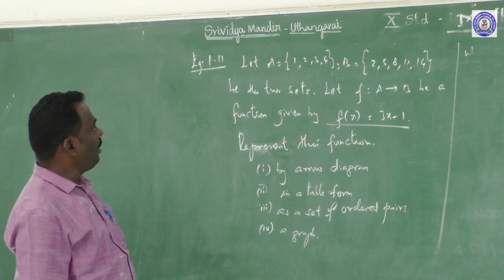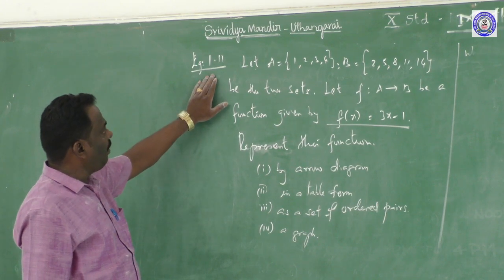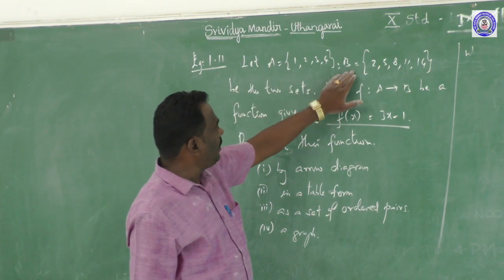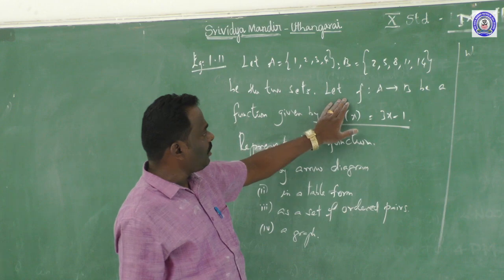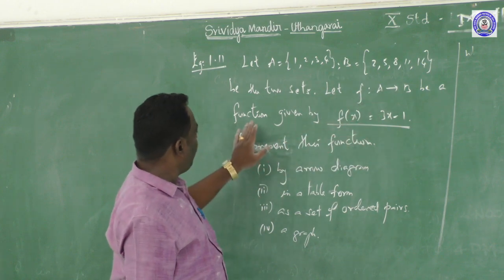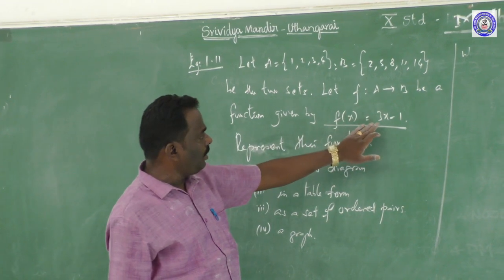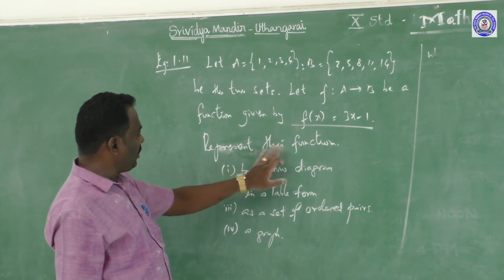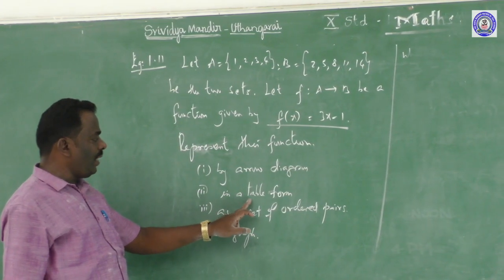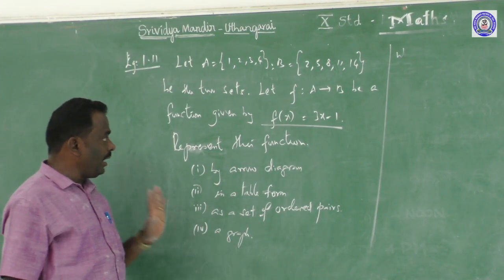Okay. Let us see another important one. Example 1.11: A set and B set are given, and the function value is also given. The function is given by f of x equal to 3x minus 1. Represent this function as a set of all ordered pairs and as a graph.